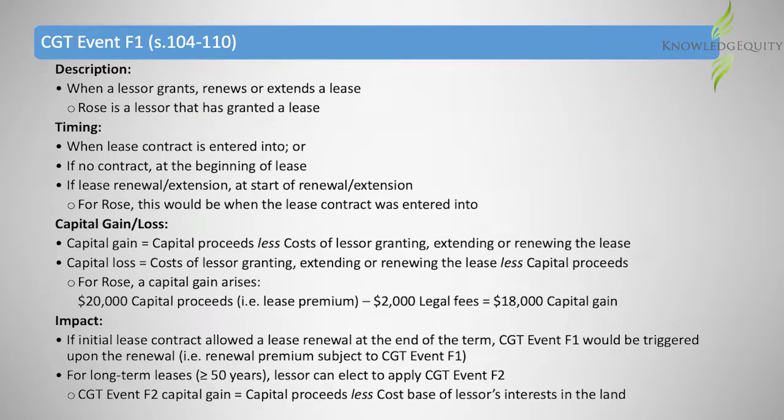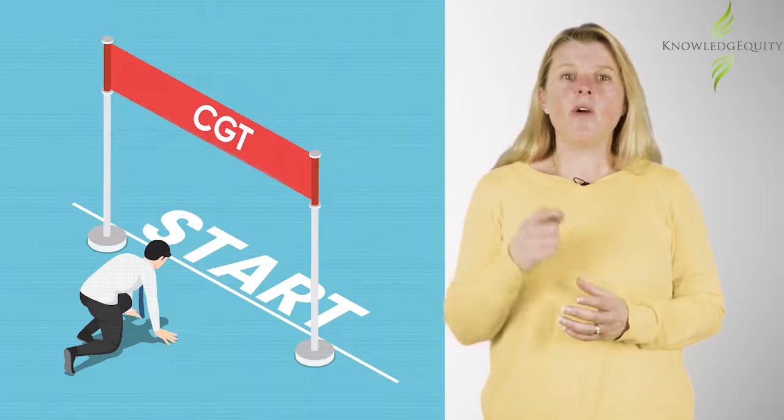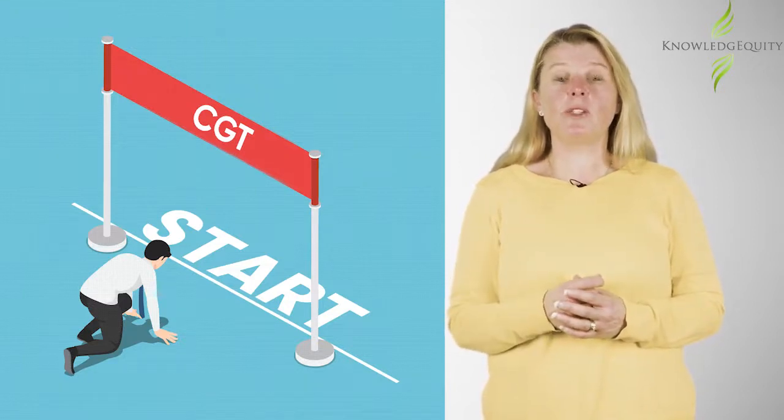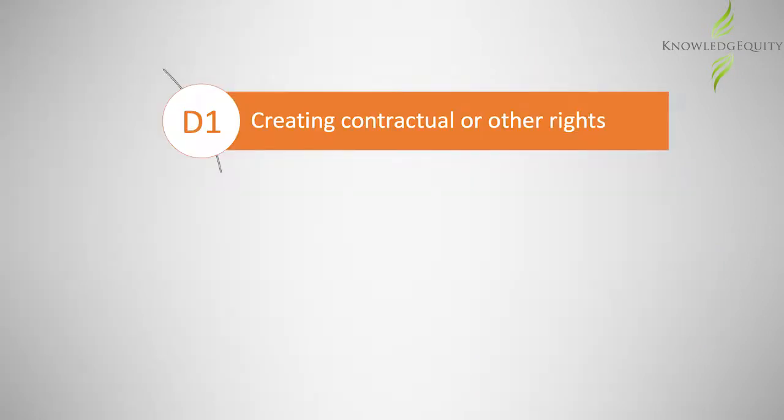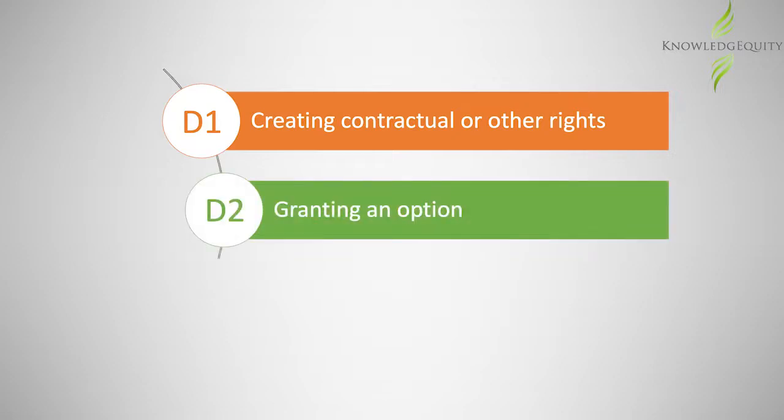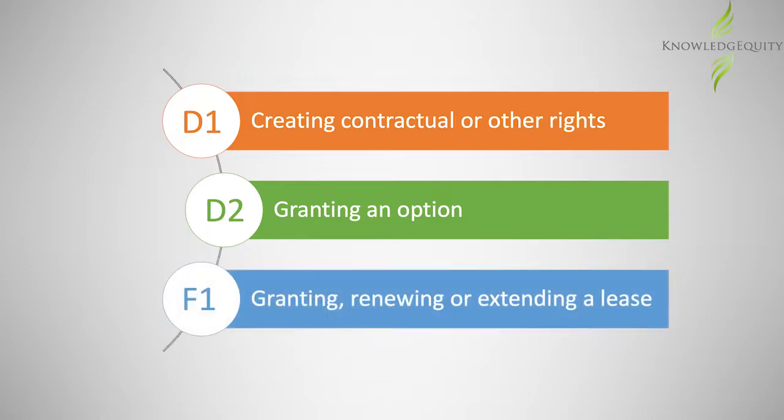To recap, there are a number of CGT events that relate to the creation or start of a CGT asset. CGT Event D1 applies when rights are created in another party. CGT Event D2 applies when an option is granted to another party. Finally, CGT Event F1 relates to taxing lease premiums.